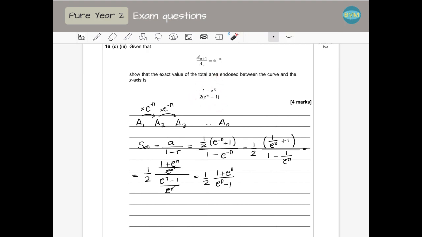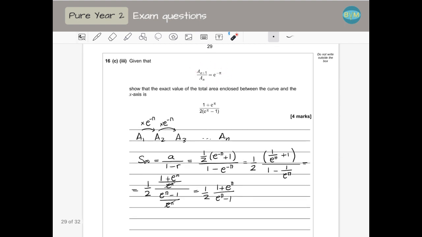Yeah, and that's all. So I think the difficult bit here maybe is realizing that this is a geometric series, but other than that, it's just using the formula and working a bit with the expression. Yeah, and that's all with this question.